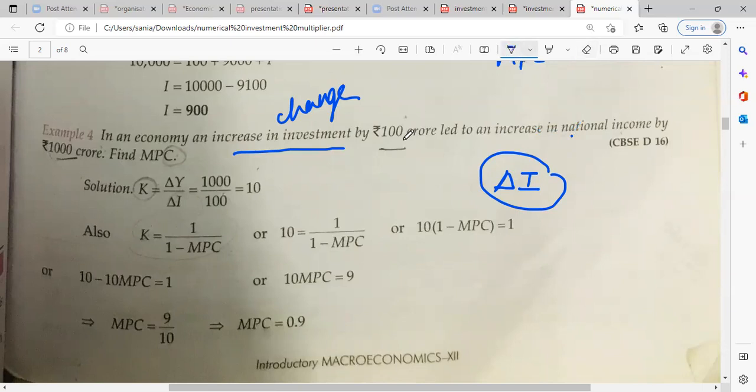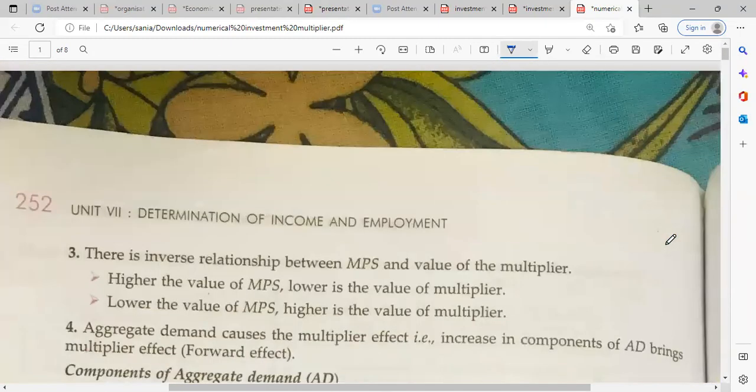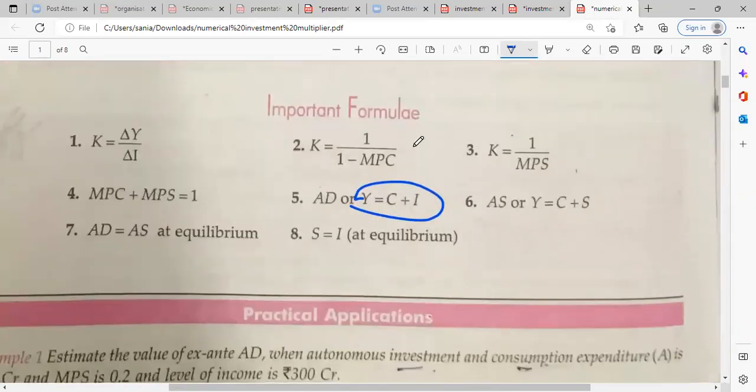And then it led to an increase in national income. Because of this, national income also increases. Delta Y is given, which is 1,000. You have to find MPC. Again over here, you have delta I and delta Y. So come to your formulas. Check the formula where you have both the things. You can see this: you have delta I and delta Y both.